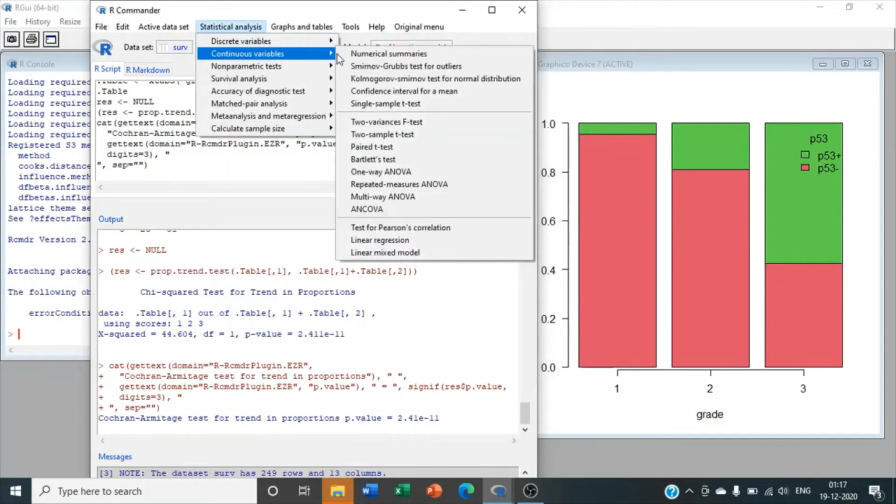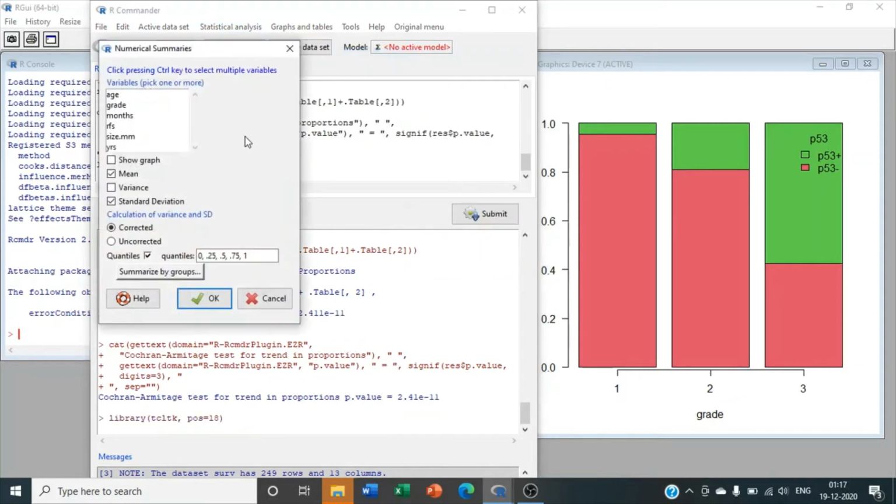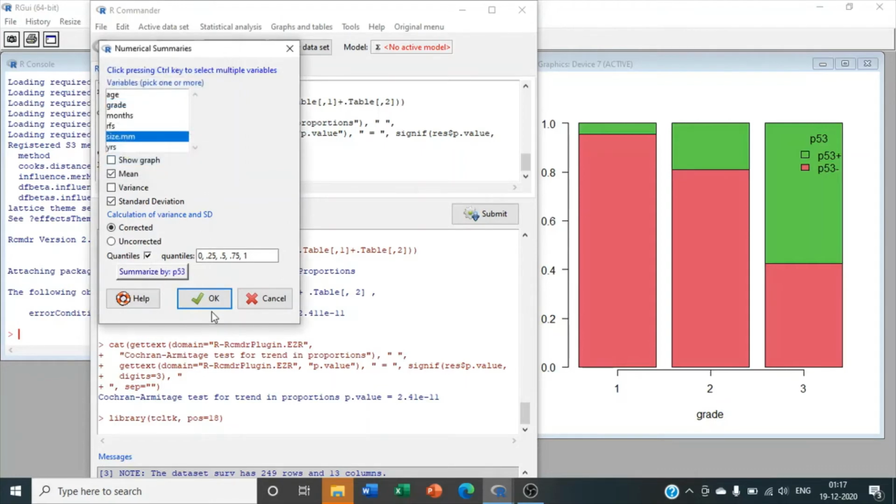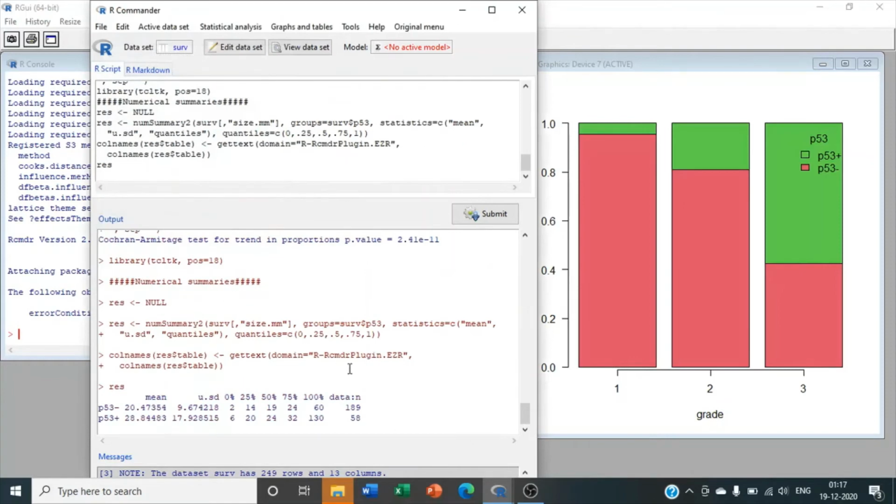Size is a continuous variable. We get into the summaries. Size in millimeter. We see what statistic to select. We summarize by groups over here since we are interested in the groups. P53. Okay. And we get the summaries over here.